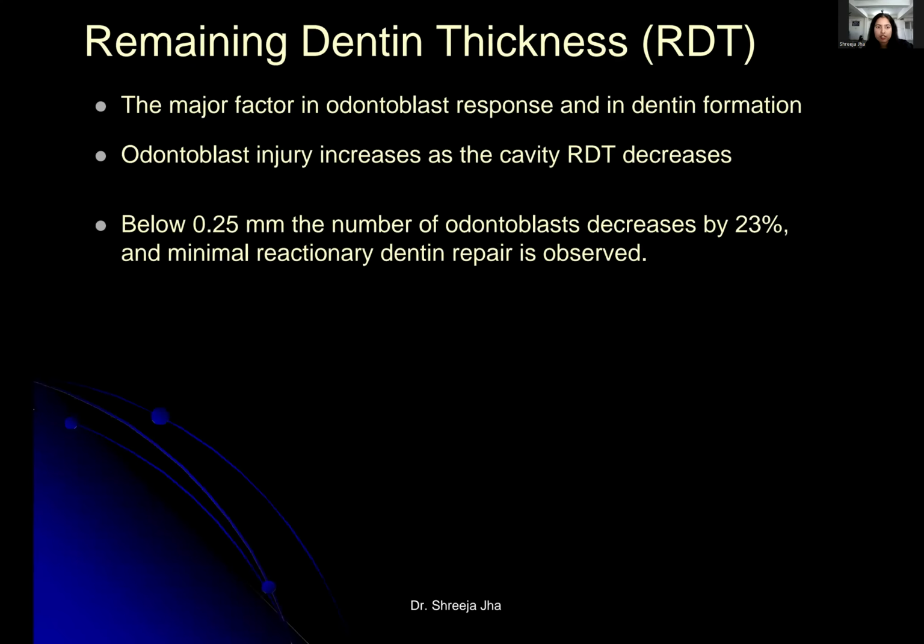Now, what is RDT? Again, very important in the restorative procedure. It is the major factor in the odontoblast response and in dentin formation, major factor. As I said, very important. The odontoblast injury increases as the cavity RDT decreases, so the remaining dentin thickness, 2 to 3 millimeters, should be maintained. Below 0.25 mm, the number of odontoblasts decreases by 23% and minimal reactionary dentin repair is observed. So you have to follow the RDT steps.